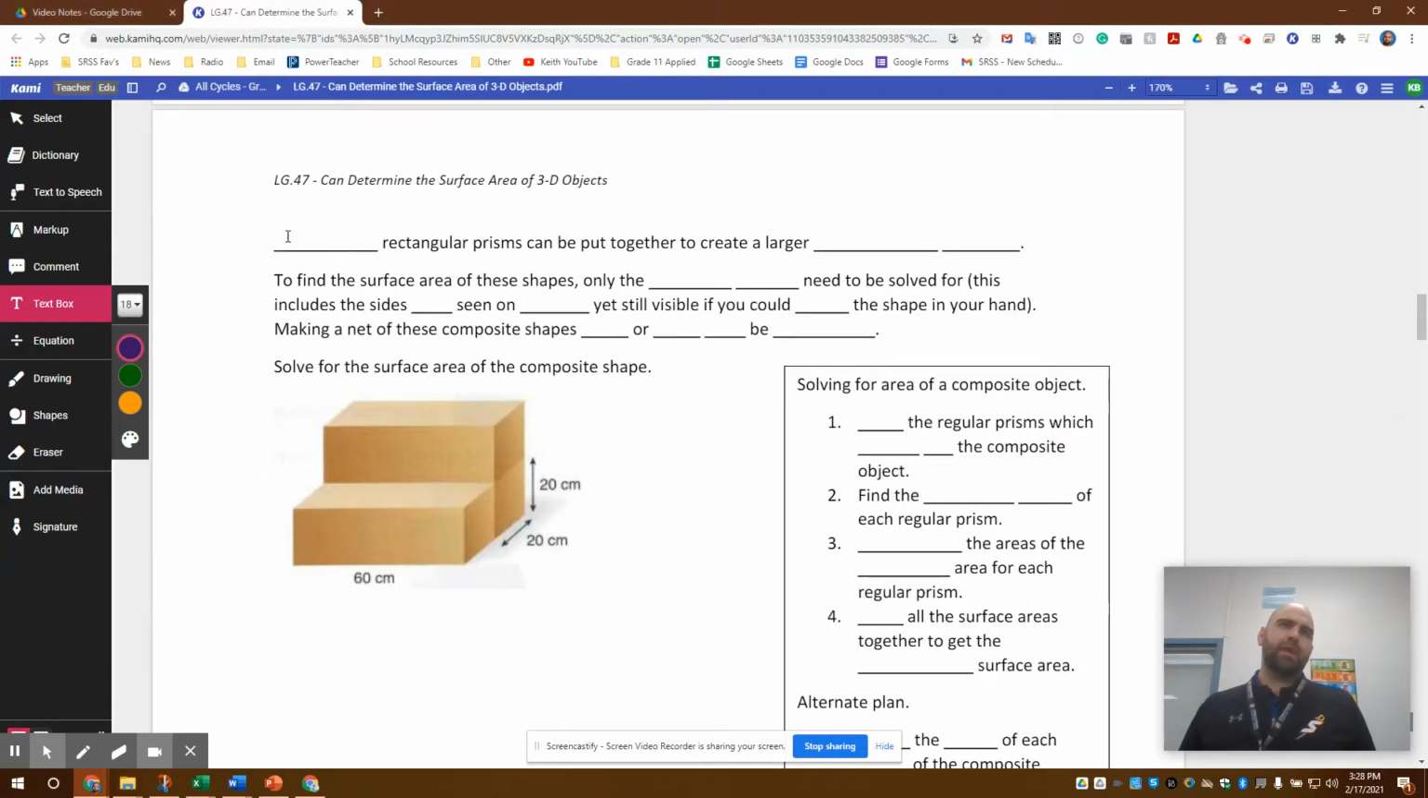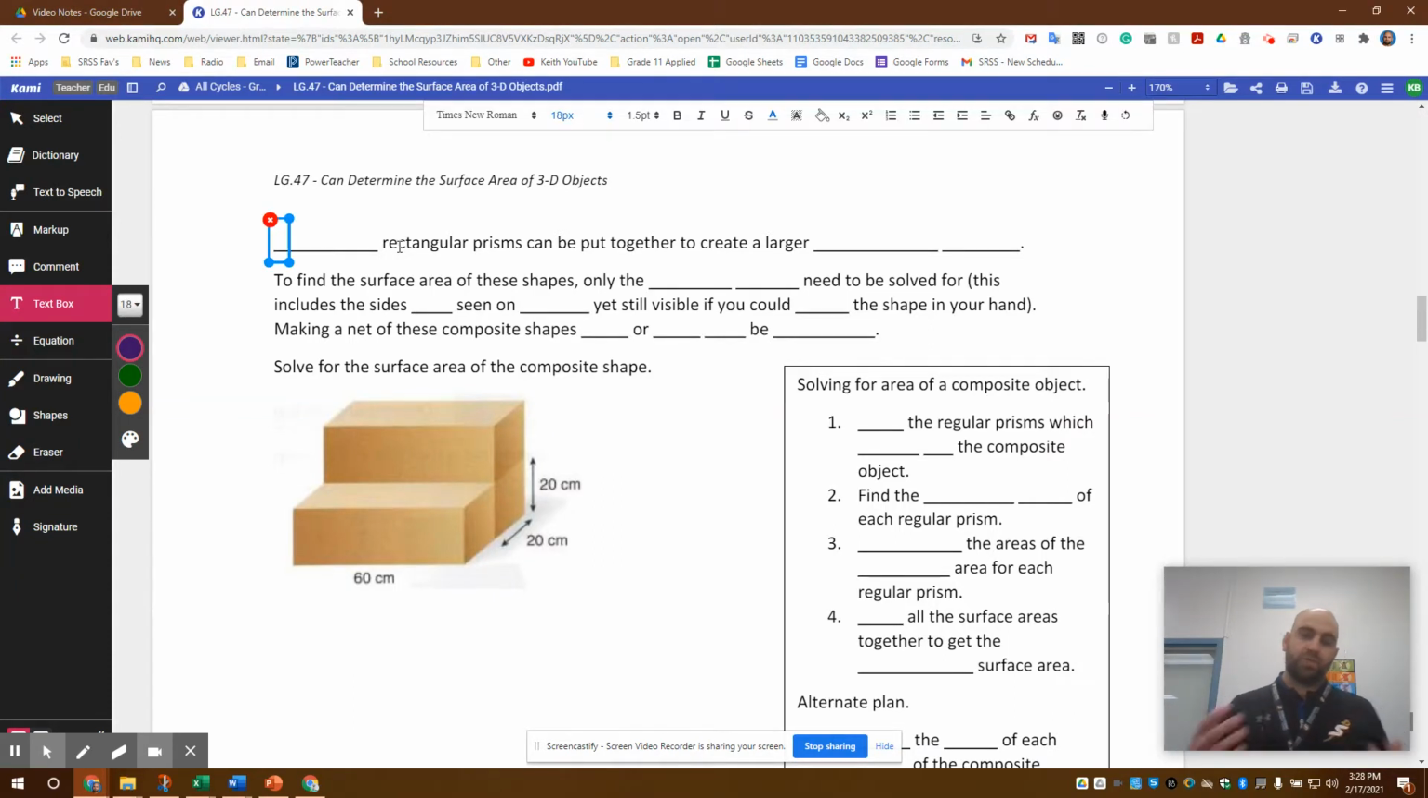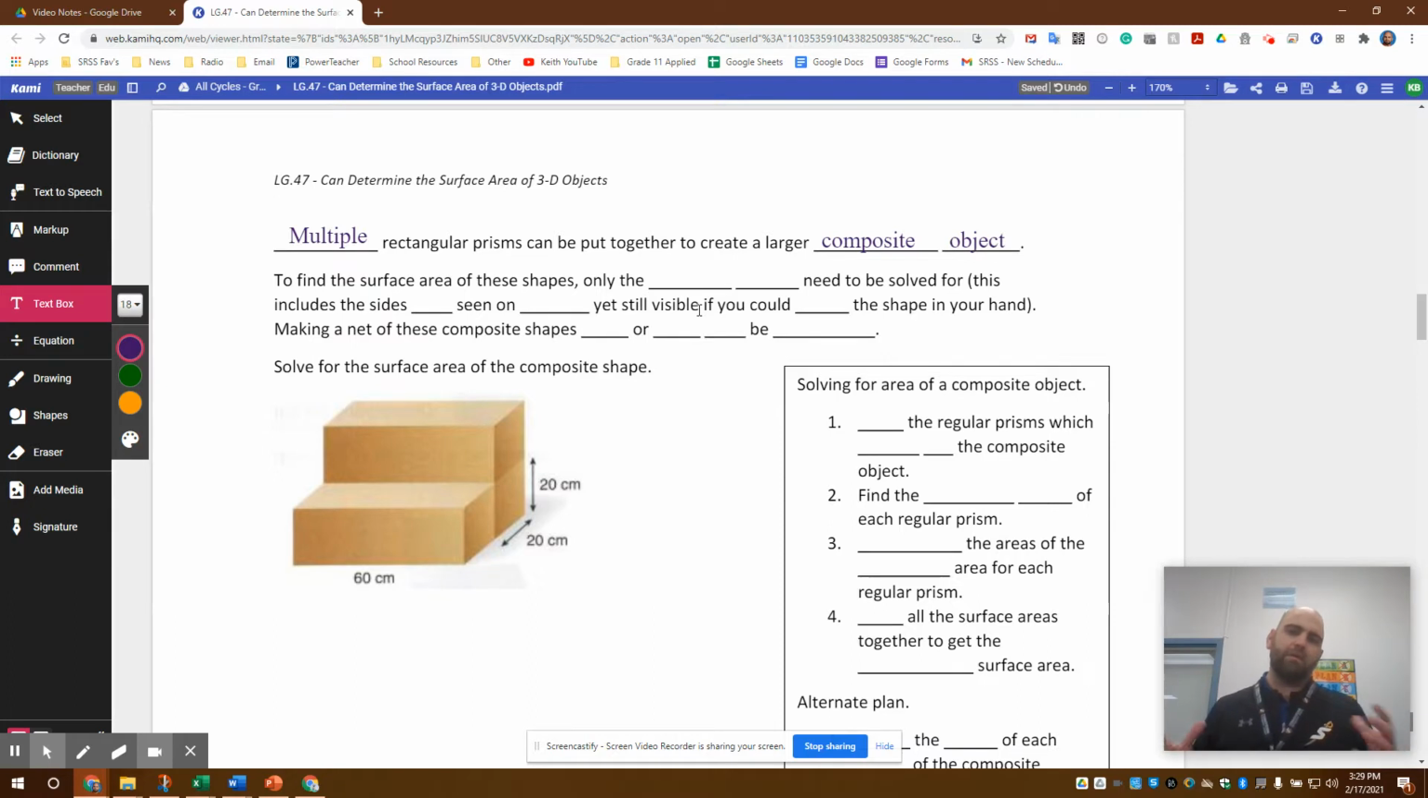Now we can also create prisms, or shapes in general, which have multiple rectangular prisms. When we put multiple rectangular prisms together, we create a larger composite object. Right, so it creates a larger composite object, which means that we're creating something a little bit bigger, usually with a little bit more contours and a little bit more design, so to speak, in the shape.